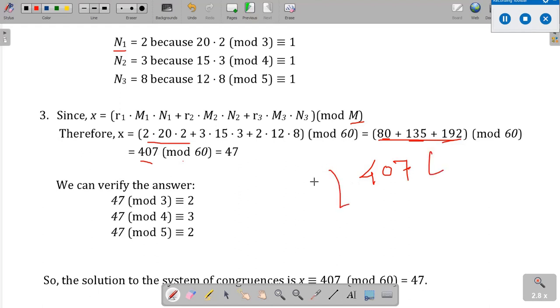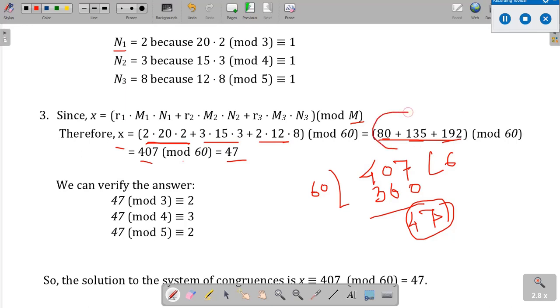If we divide 407 by 60, then we will get 6 times 60 is 360. So we get 7, and subtracting, we get 47. So the unknown value of x becomes 47. We can verify all these values. इन तीनों के प्रोडक्ट को हमने सम किया। फर्स्ट का प्रोडक्ट 80, सेकेंड का 135, थर्ड का 192। इन सारे को ऐड किया। ऐड करने पर हमें 407, और इस 407 का मॉड 60 निकालने पर हमें 47 मिला। That is the unknown value.